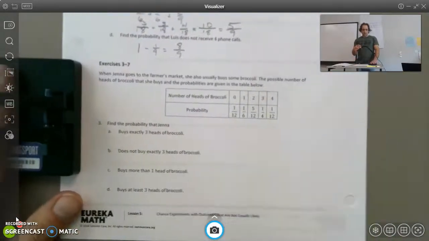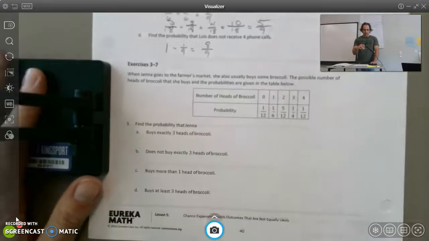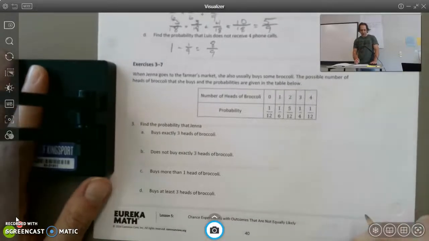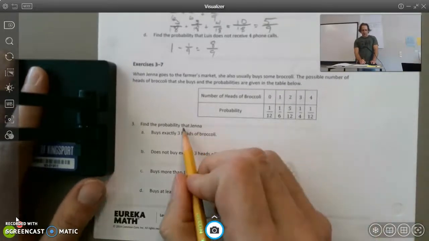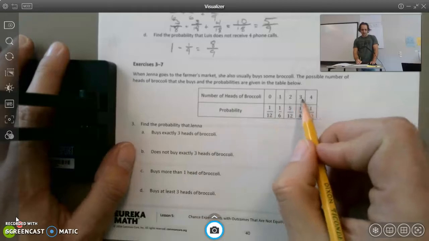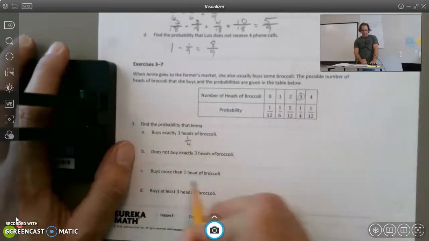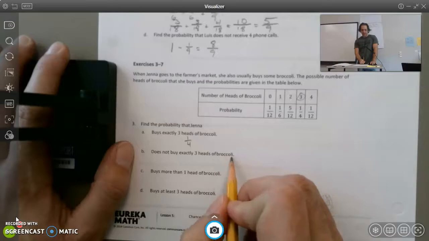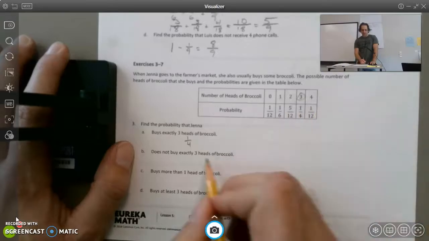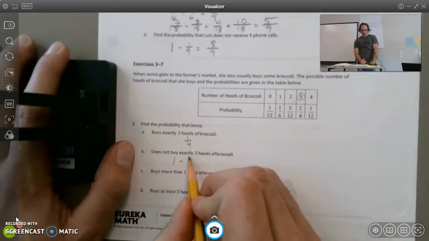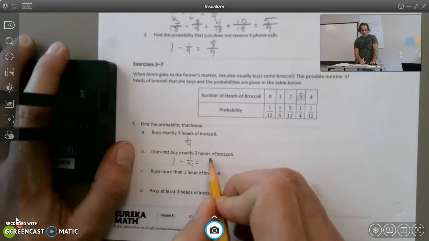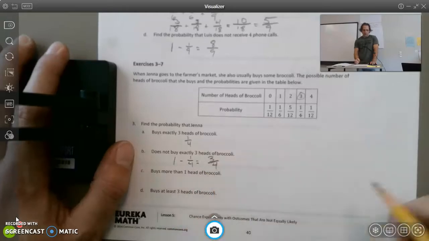When Jenna goes to the farmer's market, she also buys broccoli to go with her bananas. Find the probability that Jenna buys exactly 3 heads of broccoli. Well, 3 heads, 1/4. Right there it is. She does not buy exactly 3 heads of broccoli. Well, that's 100% of the time minus that 1/4 of the time when she does. It's 3/4 of the time.